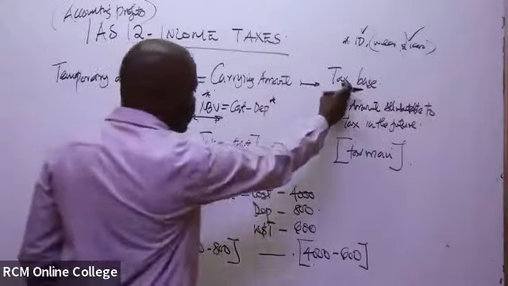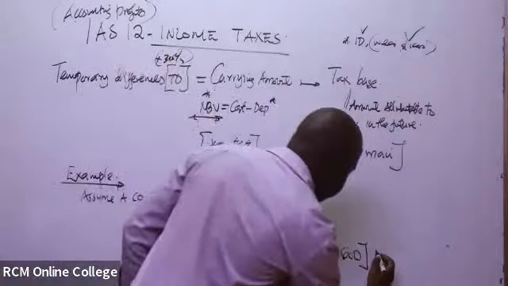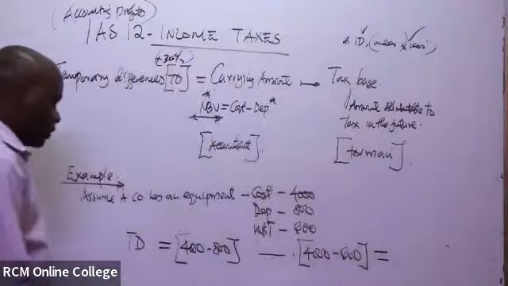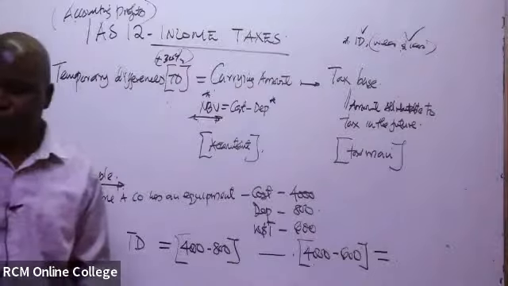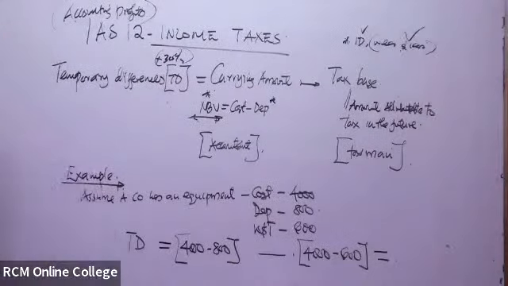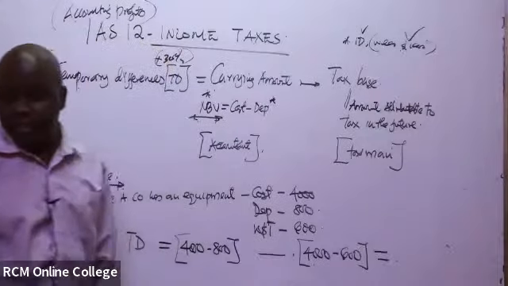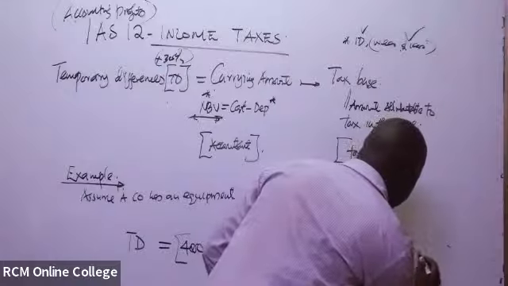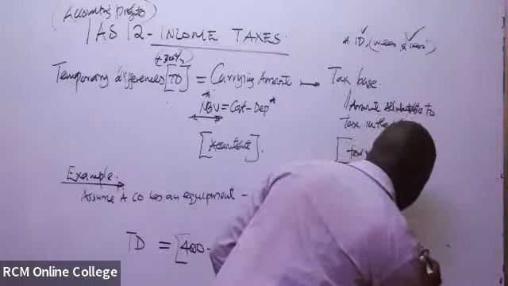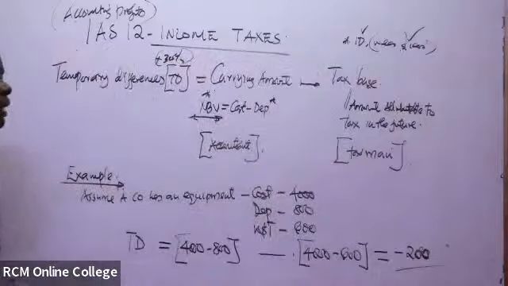Then the tax base, what the taxman is considering, is the wear and tear, this one. So what will our temporary difference be? It will be the figure you get here minus the figure you get here. What are you getting? You are getting a negative of 200. A negative of 200. So this basically becomes our temporary difference.